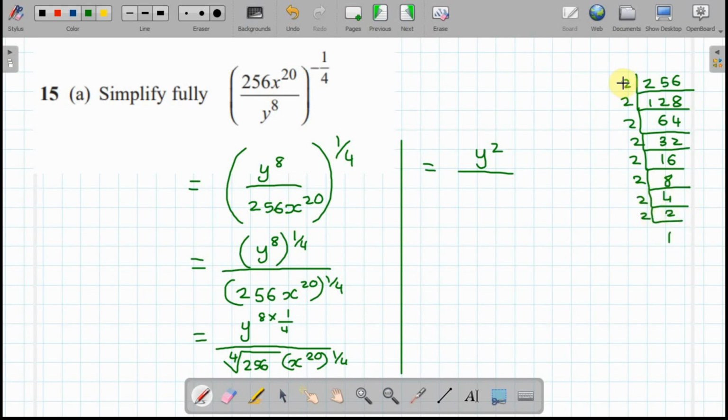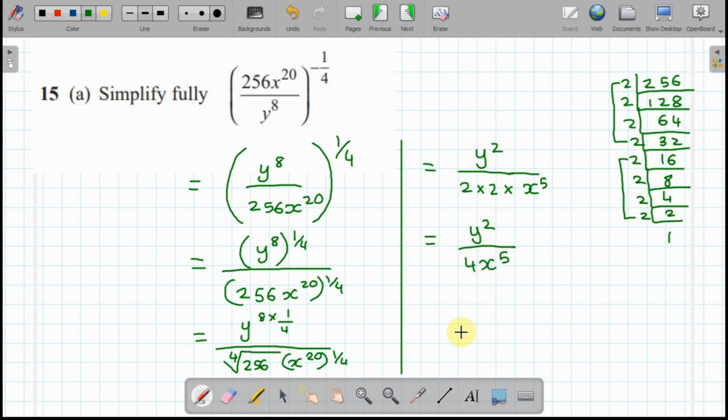So I'm looking at groups of 4s. So that's 1, 2, 3, 4. That's one group of 4. So that'll be 2 outside the fourth root, and then another group of 4. So that's the second one. So it's 2 times 2 times x to the power 20 times 1 over 4 will be 5. So that'll be equal to y squared over 4x to the power 5.